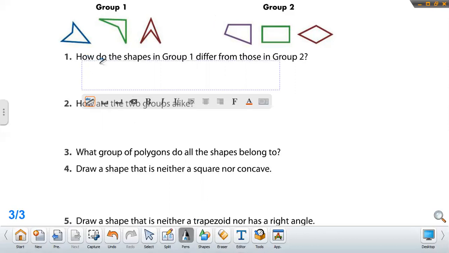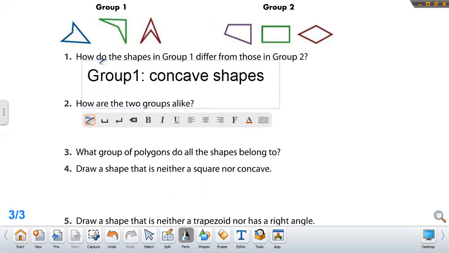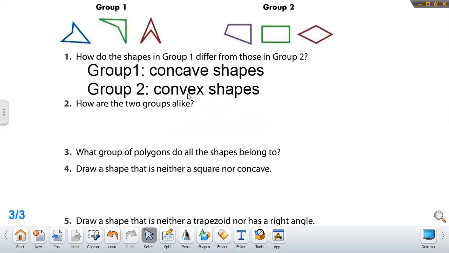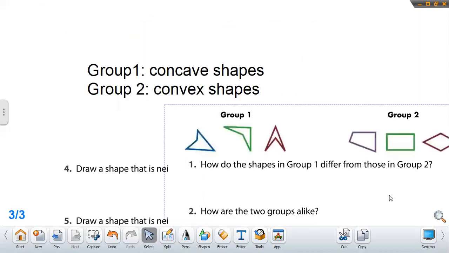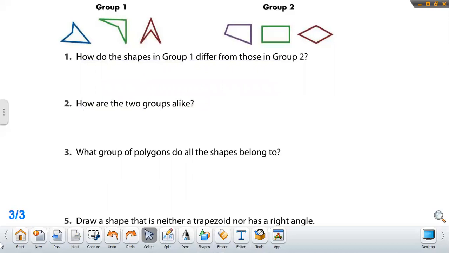So as I told you, group 1 are concave shapes and group 2 are convex shapes. So we have convex and concave shapes.